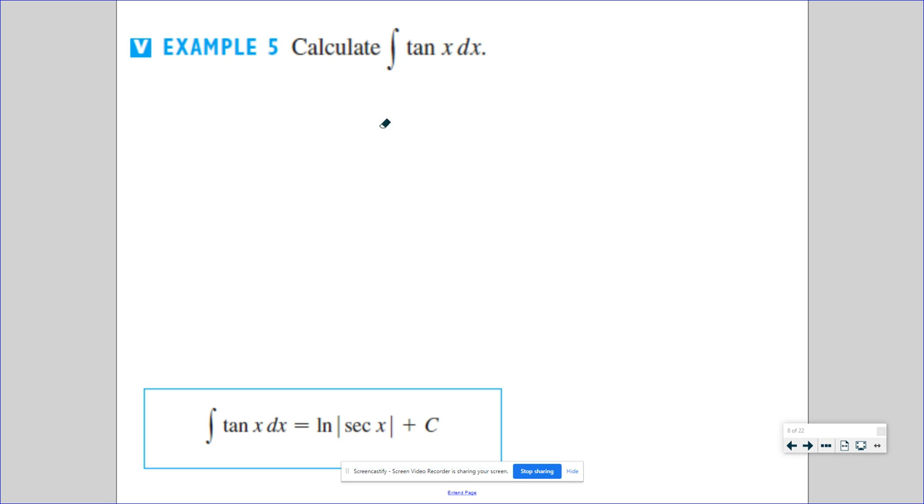Okay, for tangent, what we are going to do is use substitution. The reason for that is there is no nice antiderivative for tangent. It's actually equal to this thing down here. But in order to explain that, we're going to go through the process and use substitution to do it. But let's start by changing tangent to sine over cosine.